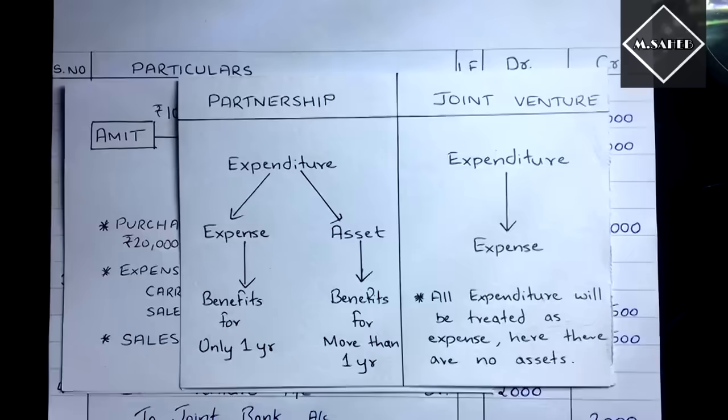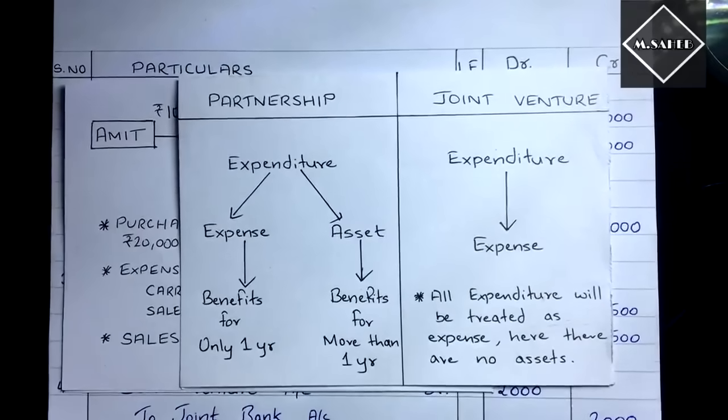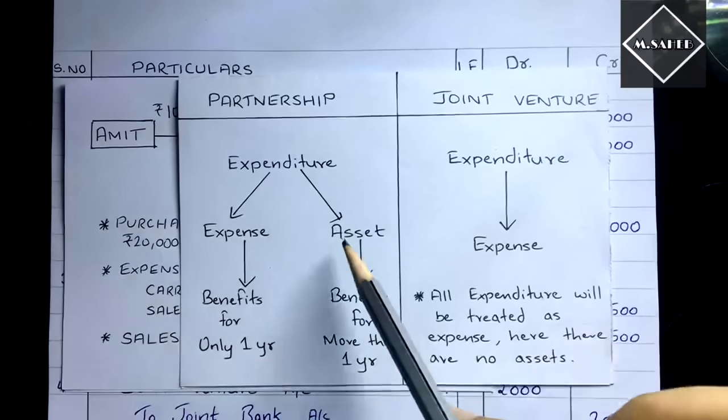Now, before going to the journal entries, let's see these two differences between partnership and joint venture, which are very essential for solving the problem. See, in partnership, what we used to do, we used to divide the expenditure into two, as an expense and asset.